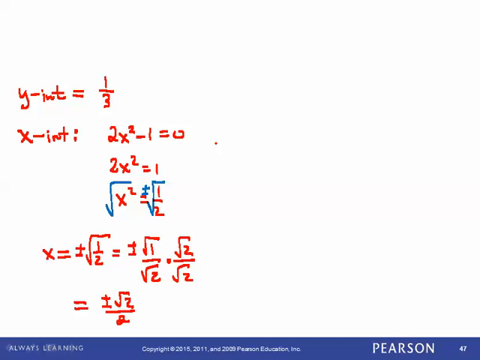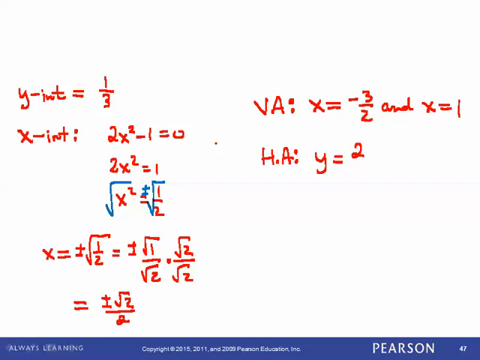Y-intercept, vertical asymptotes, horizontal asymptotes, you should be able to see what that is right away. Alright, and vertical asymptotes, hopefully you guys got that already. x equals -3/2 and x equals 1. And what did you guys get for the horizontal asymptote? Since you have degree 2 on top, degree 2 on the bottom, it is the ratio of the coefficients of your leading terms, which is 2 over 2, which is 1. We good?